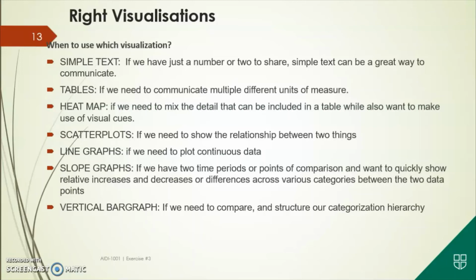The first one is the simple text. It is used when we have just a number or two to share. Simple text can be a great way to communicate. The next one is the table. A table is used when we need to communicate multiple or different units of measure.